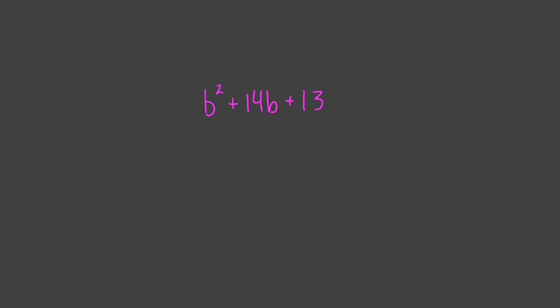Okay, so starting from this point forward, I'm not going to list out the a, b, and c components. We can just jump into factoring. We're looking for factors of 13 that add up to 14. Well, 13 is a prime number, and there's only one factor pair. So we have b plus 1, b plus 13.